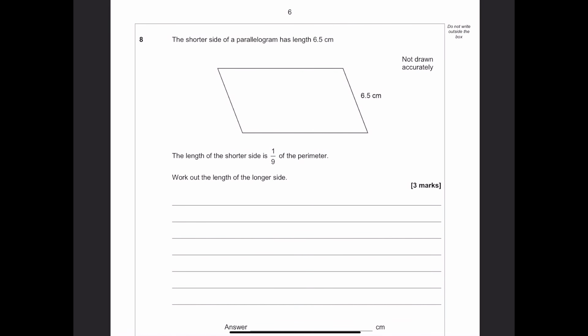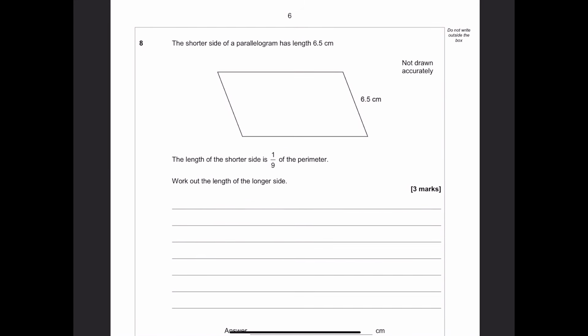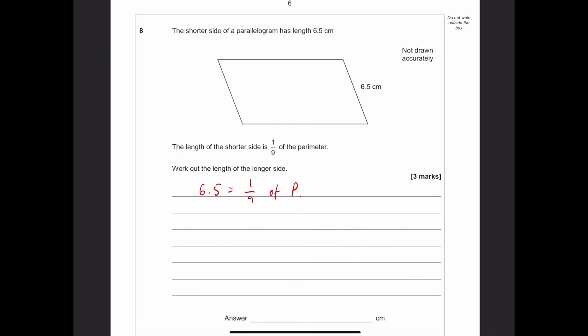The shorter side of a parallelogram has length 6.5 centimeters. The length of the shorter side is 1/9 of the perimeter. Work out the length of the longer side. So 6.5 equals 1/9 of the perimeter. So if 6.5 accounts for 1/9 of the perimeter, then the whole perimeter must be 6.5 times 9, which is going to be 58.5.